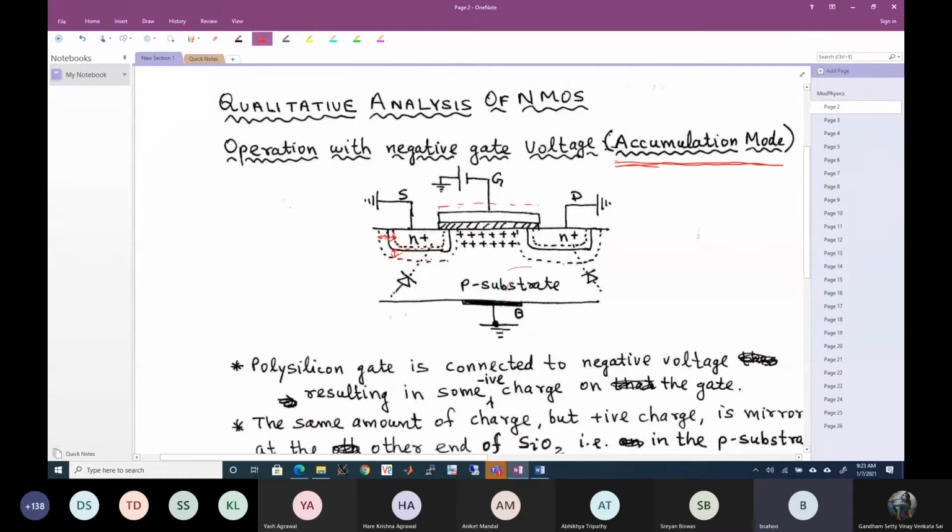Since there is a barrier potential over here, there is a depletion layer over here, there is a depletion layer over here, and there are positive charges over here, there cannot be any current flow between the drain and the source. Even if I apply a potential difference between the drain and source, there is a depletion layer and it is not going to allow current to flow. So in the accumulation mode, there cannot be any current flowing between the drain and source.